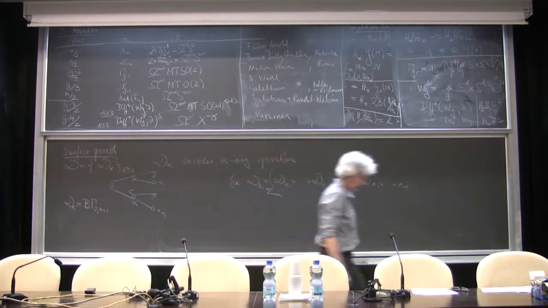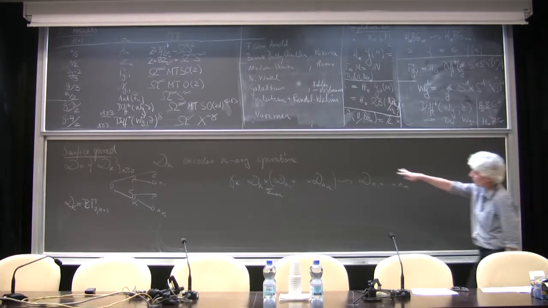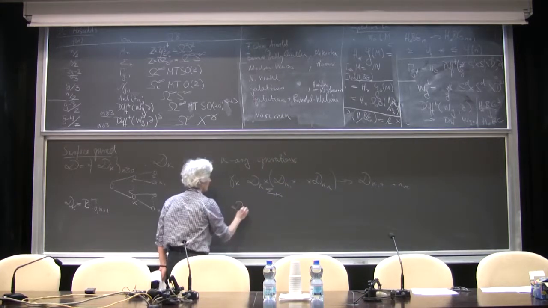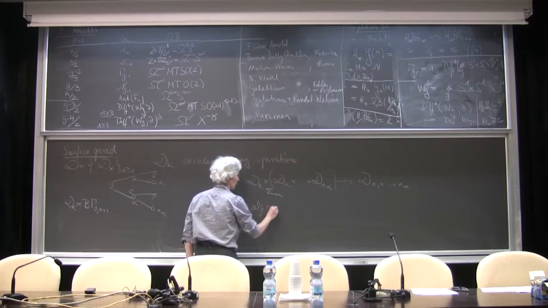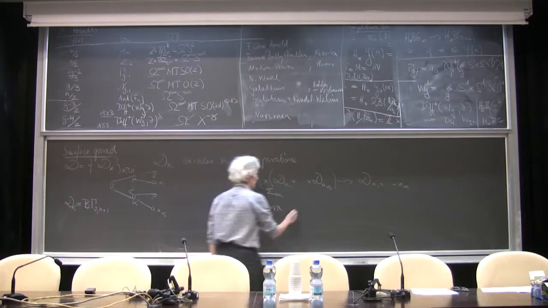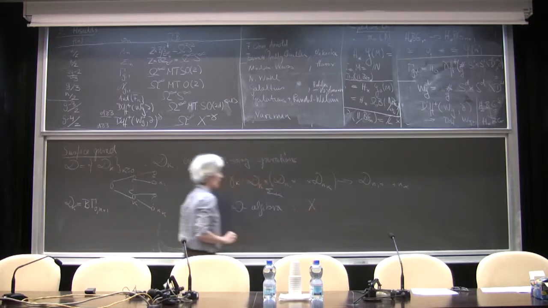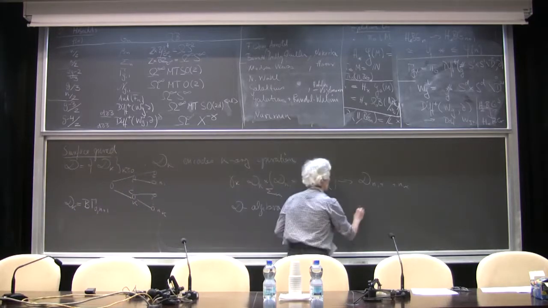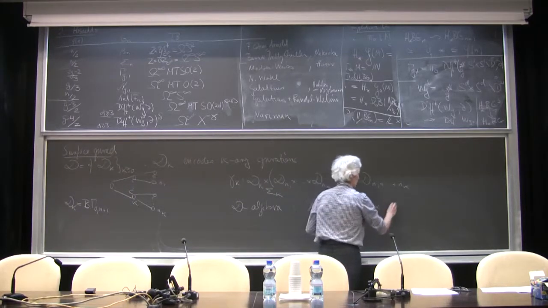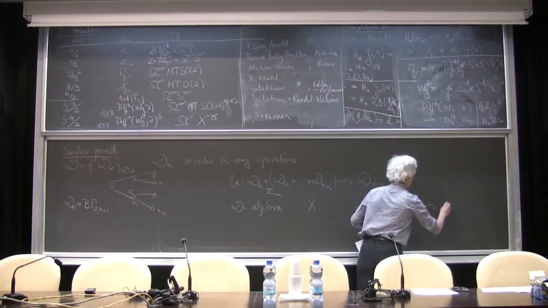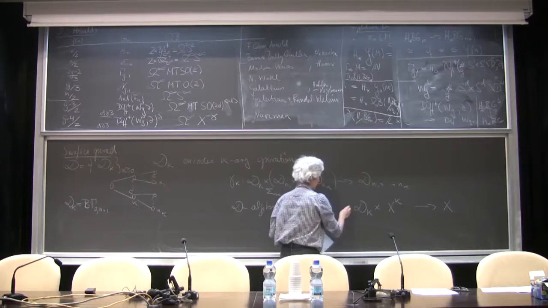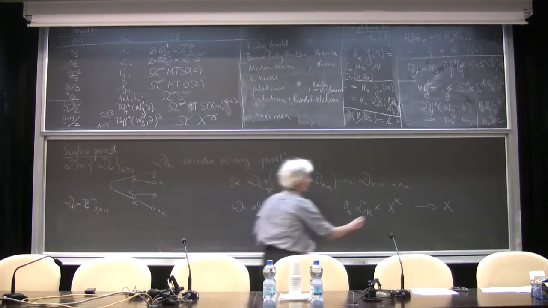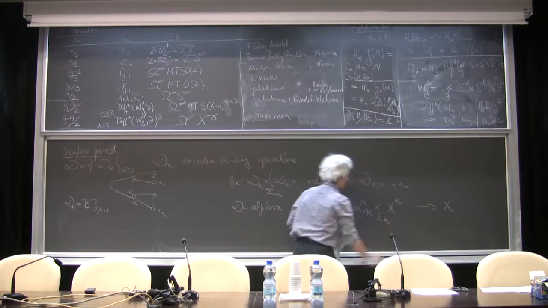Okay, so these operations are supposed to operate on something, and a D algebra is now a space X which comes with an action of this operad. So I want it to have D_k cross X^k, I want structure maps like this. And again, of course, this is supposed to be equivariant.